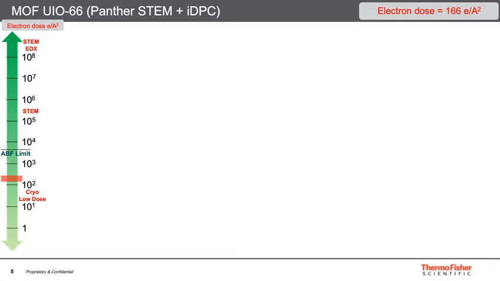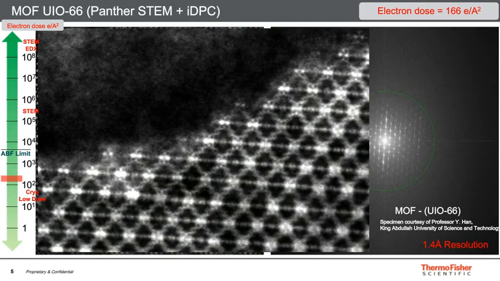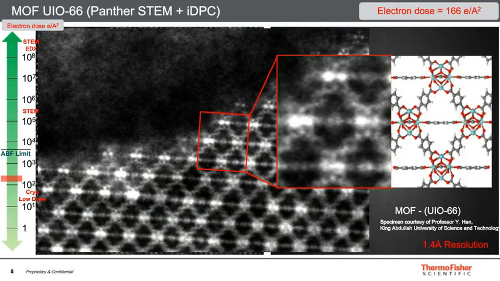So combining iDPC technology and the Panther STEM detector, we can image very light elements with extremely low electron dose. Here is an example of the MOF UiO-66, imaged with only a dose of 166 electrons per square angstrom. We can enlarge the image and see the benzene rings, as you can see now from the screen. And it's actually the first time in history that people are able to observe these benzene rings in STEM mode.